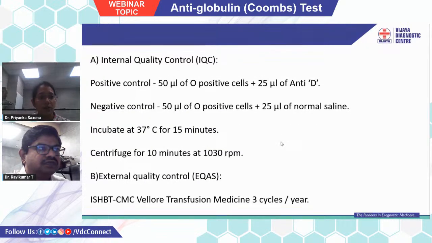Coming to quality control, for internal quality control of gel card or column agglutination method, we use O positive cells. For positive control, we add 50 microliters of O positive cells and 25 microliters of anti-D IgM reagent. For negative control, we use 50 microliters of O positive cells, to which we add 25 microliters of normal saline. Then the card is incubated at 37 degrees centigrade for 15 minutes, followed by centrifugation for 10 minutes at 1030 rpm. Coming to external quality control, or EQAS program, we participate in CMC Vellore transfusion medicine 3 cycles in a year.